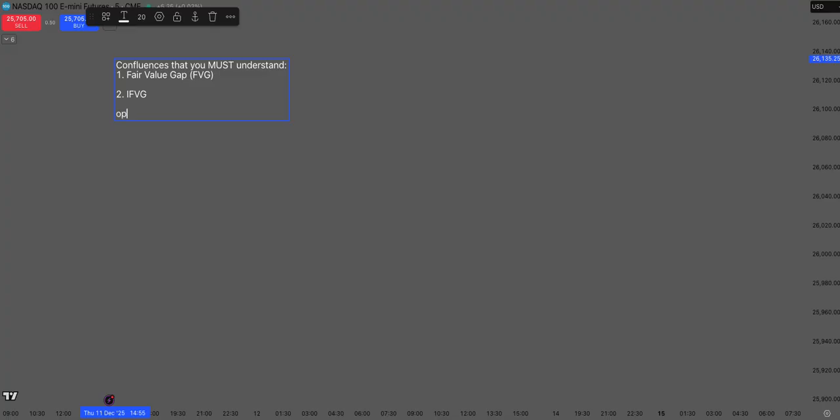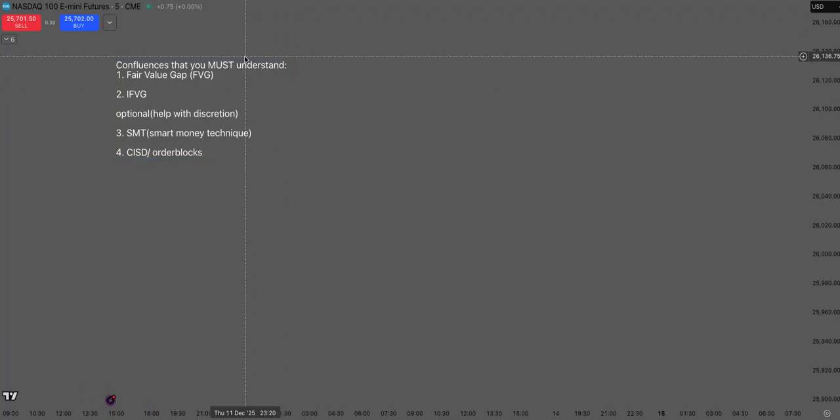Those are the main two. The next ones are optional, to help with discretion, just to help understand if it's a good setup. Three, I would say SMT, which is also smart money technique. And then four, we could say CISD, which is change in the state of delivery, along with order blocks, just understanding that concept.